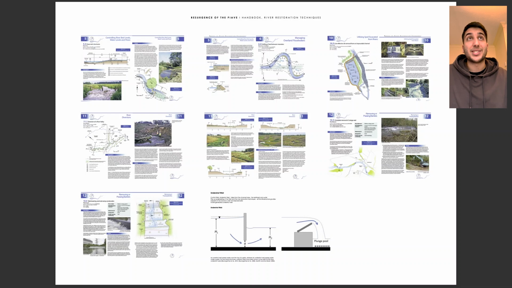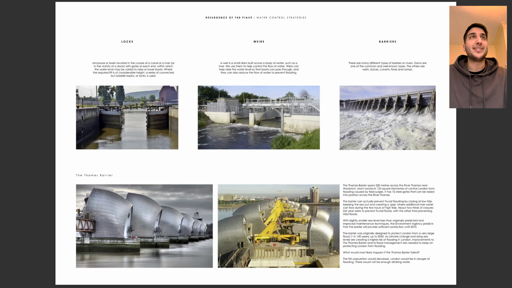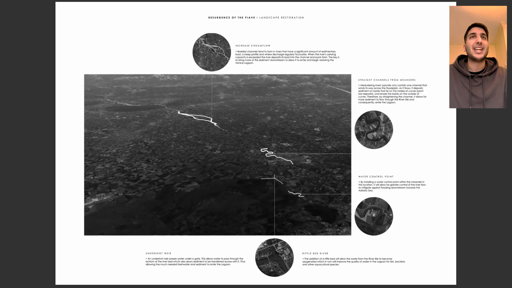And looking at the river restoration handbook that one of my tutors showed me and told me to go through, finding out different techniques, one of those techniques being the weirs that I can now implement in my scheme, and it just works very, very well. Again, looking at locks, weirs and barriers. Landscape restoration, going back to the river restoration manual and finding these points: increasing the stream flow, straightening the channels and the meanders, implementing water control points and these undershot weirs, riffle beds. And the weirs and the riffle beds are now the main landscape design that I've been doing.